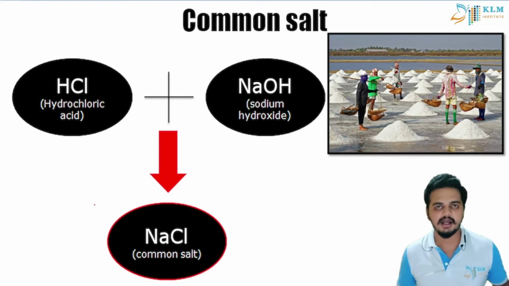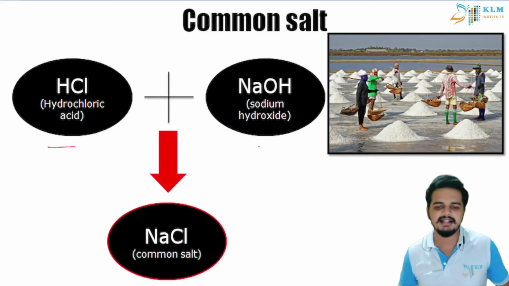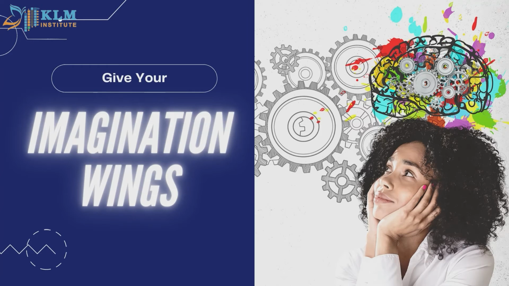So how do we get common salt? We already used this reaction before. We take hydrochloric acid and sodium hydroxide. We get NaCl.